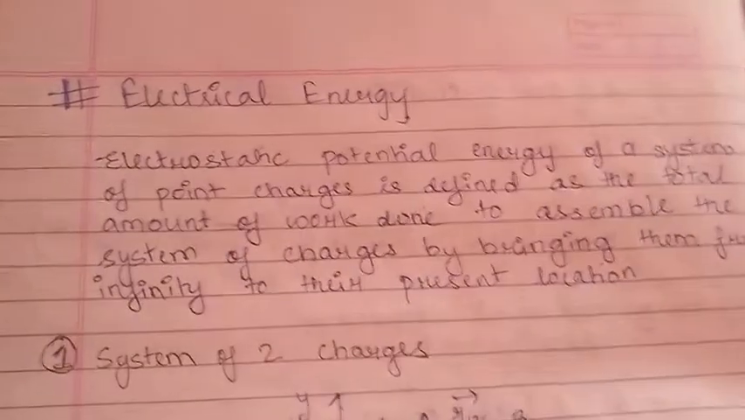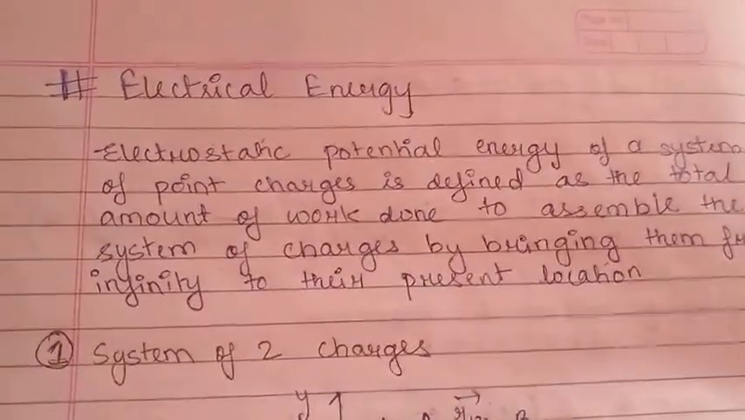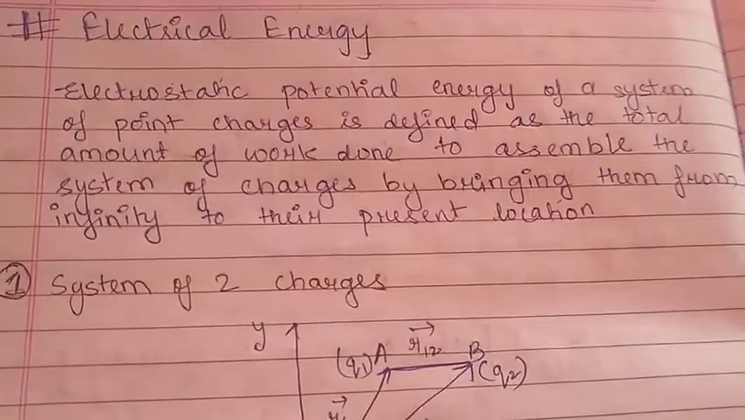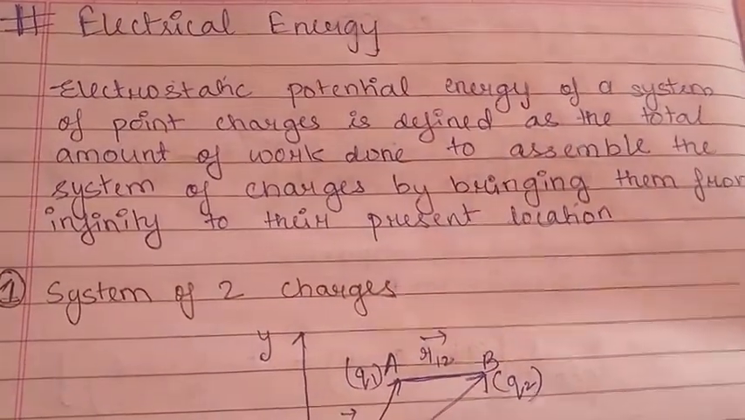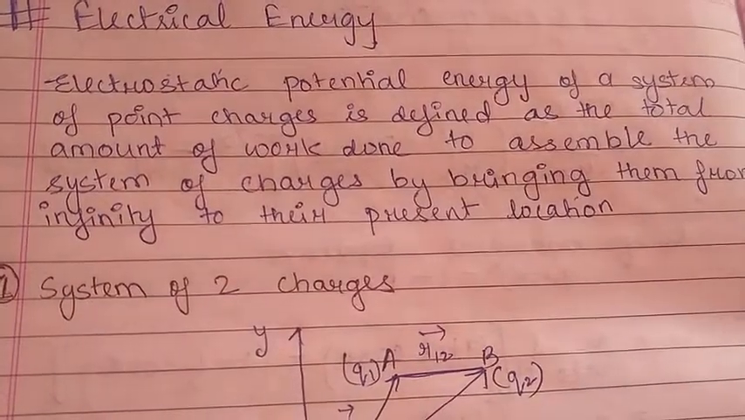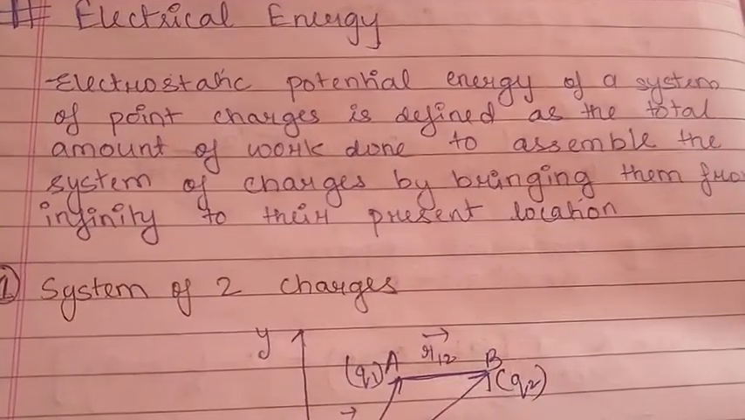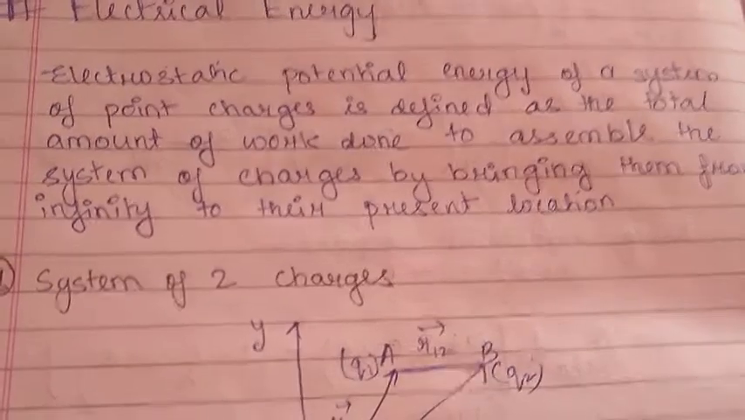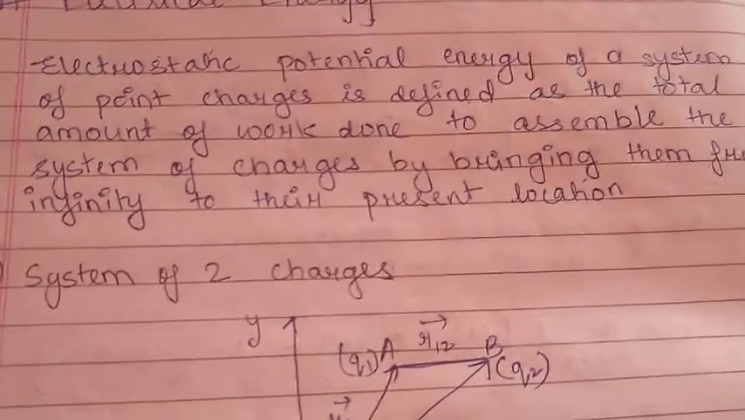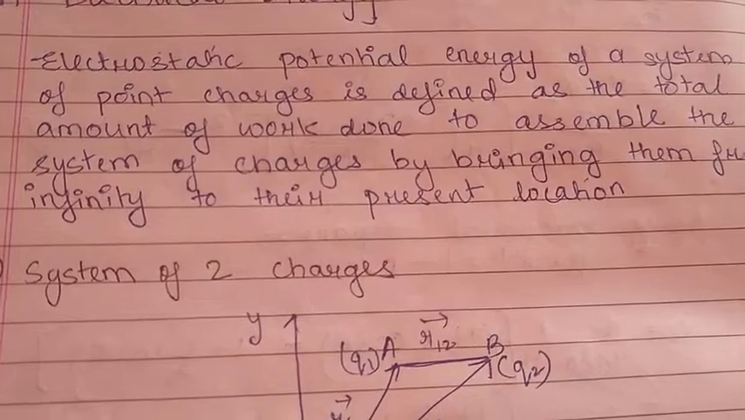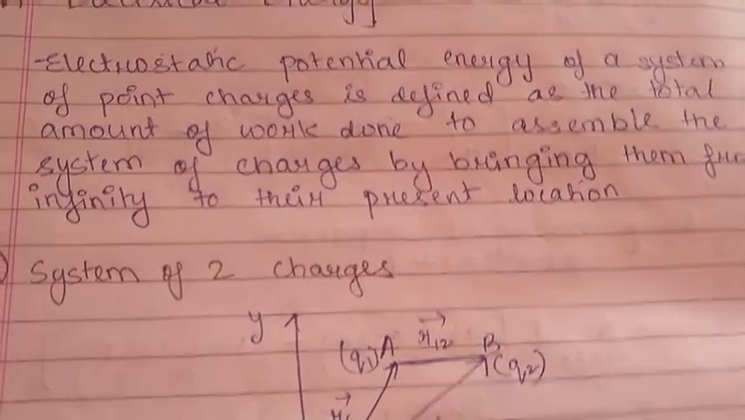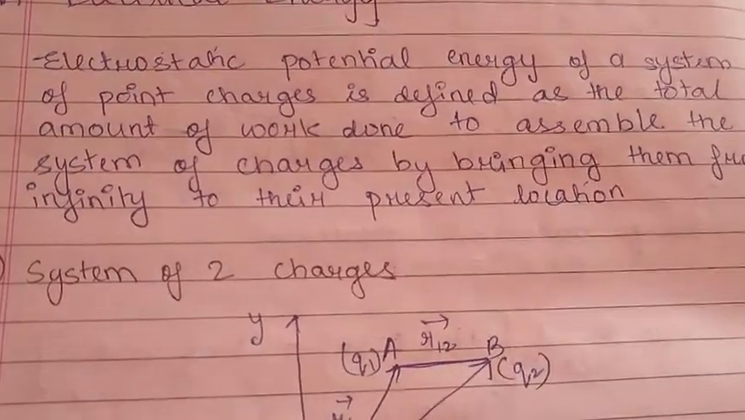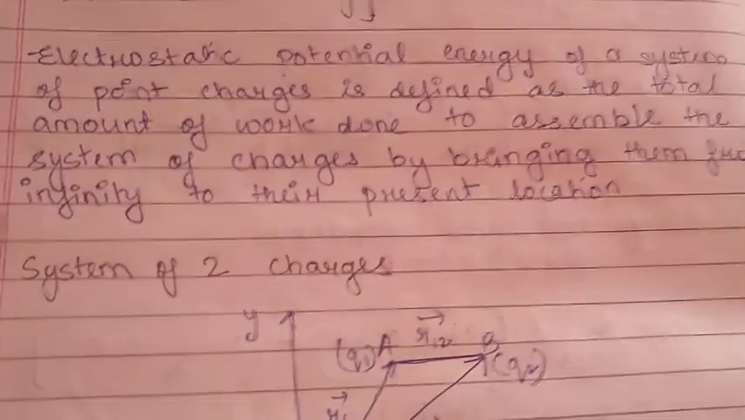Hello students, in this lecture we are going to learn electrical energy, or you can say electrical potential energy. So basically electrostatic potential energy, if you have a system of charges or system of point charges. The electrostatic potential energy of that system of point charges is defined as the amount of work done to assemble that system of charges by bringing those charges from infinity to their present location.